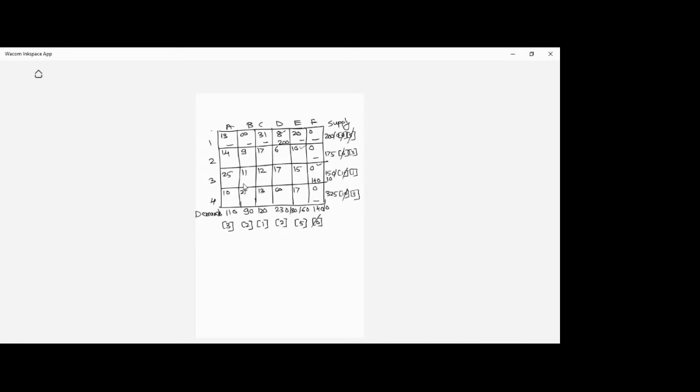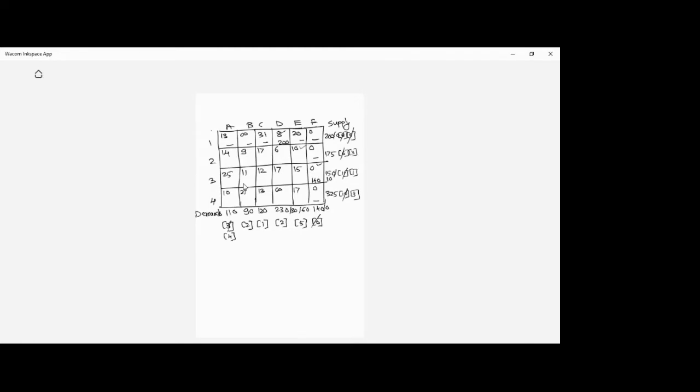Now recalculating the penalties for all rows and columns again. For column A, if you see, it is 10 and 14. So we have 14 minus 10, that is 4. Nextly, for the next column, that is column B, we have 9 and 11. So 11 minus 9 is 2. For column C, it is 13 and 12.